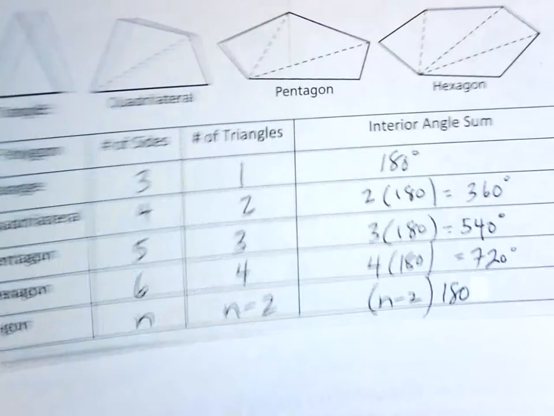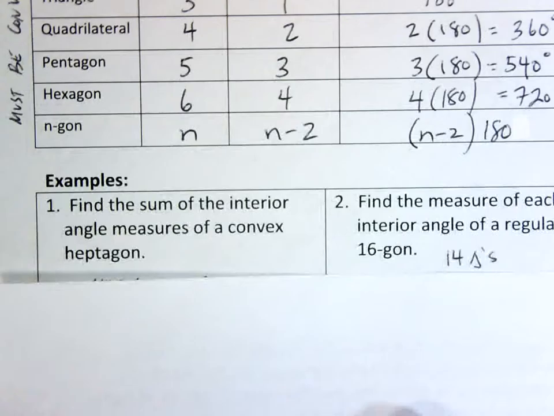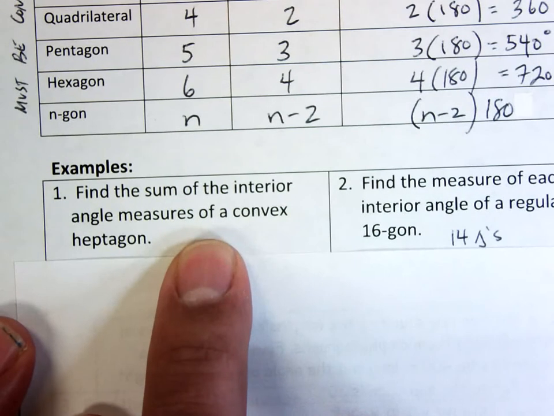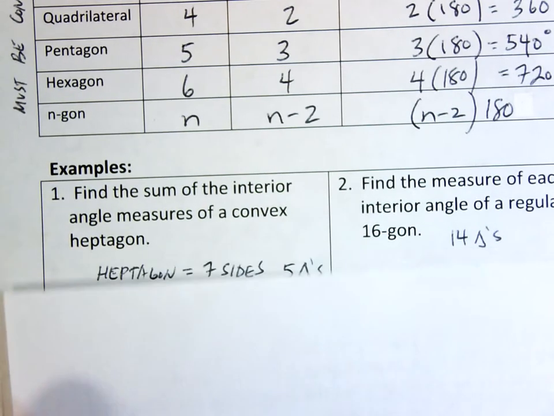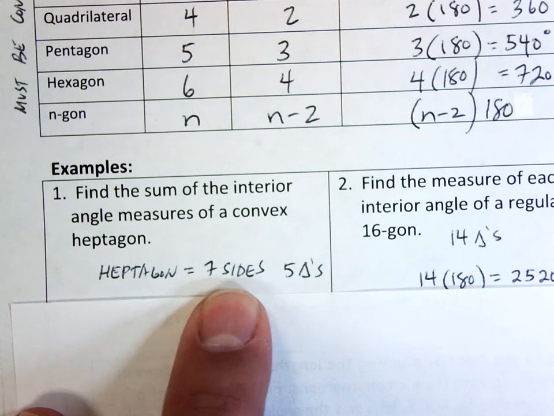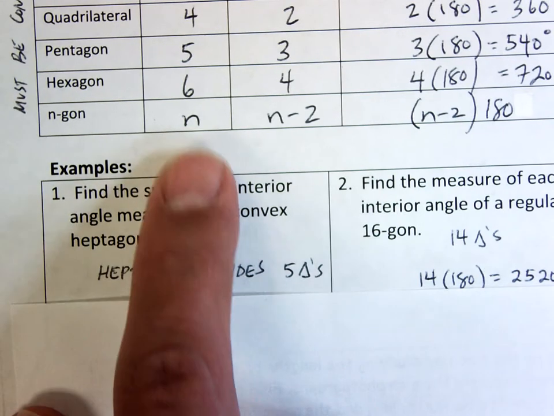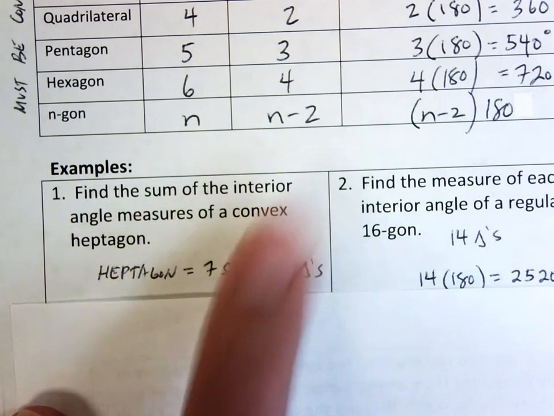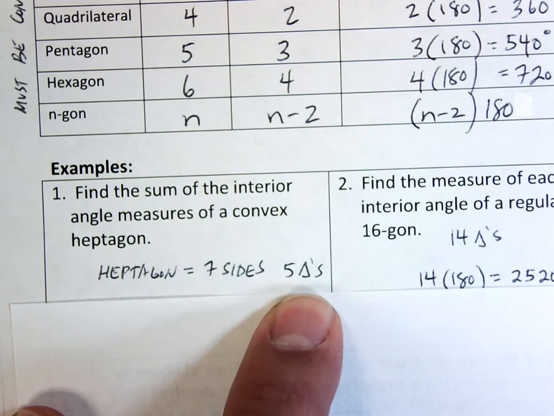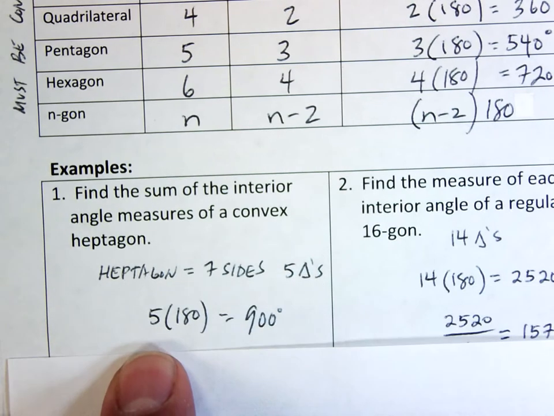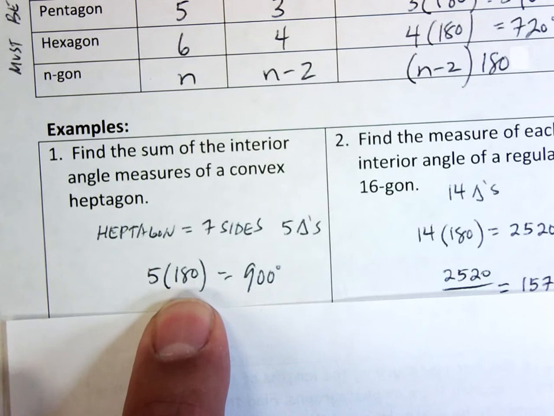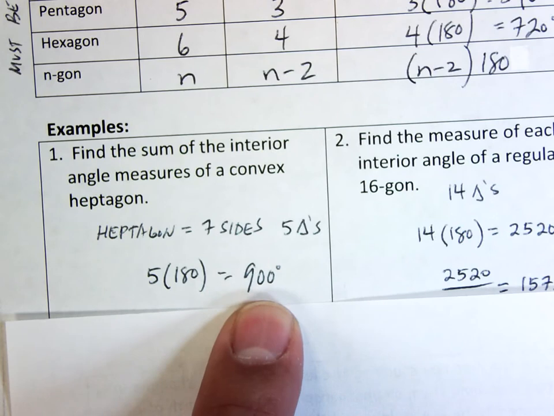Okay, let's do some. The first one: find the sum of the interior angle measures of a convex heptagon. Well, if it's a heptagon, it has 7 sides. I take the number of sides, which is n, and subtract 2, so 7 minus 2 gives me 5, so I can make 5 triangles. If I can make 5 triangles, and each triangle has 180 degrees, the angle sum is 900 degrees.